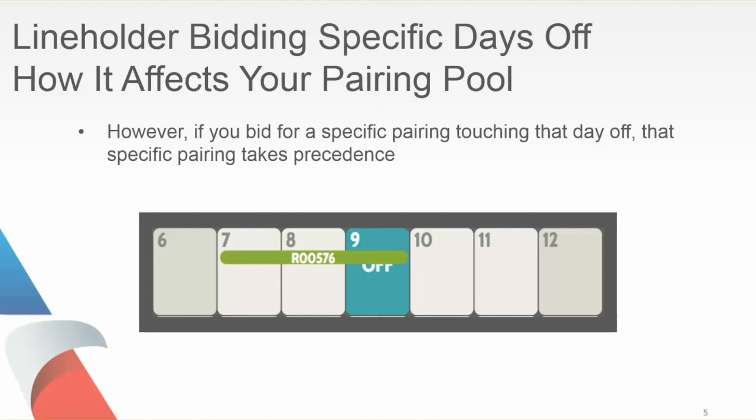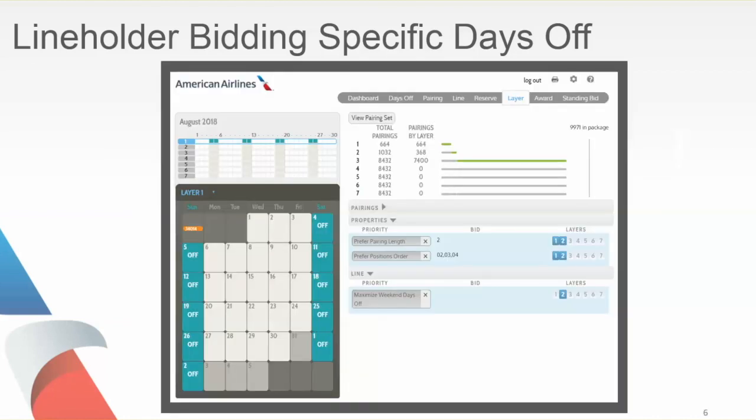The system will look at the specific pairing at that particular day. It will award you the pairing if you can hold it, and if not, the system will attempt to honor that day off request based on your seniority. It is very important that you check your layer tabs when bidding days off.